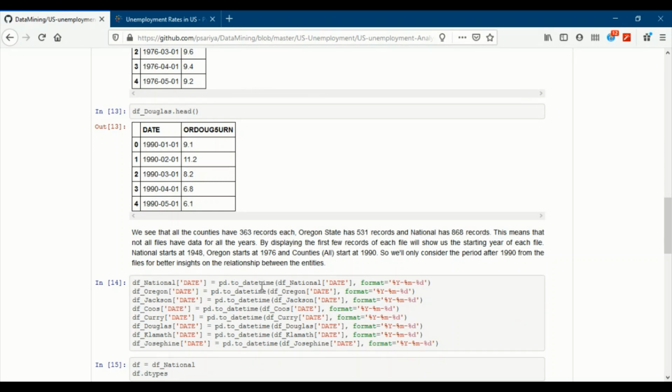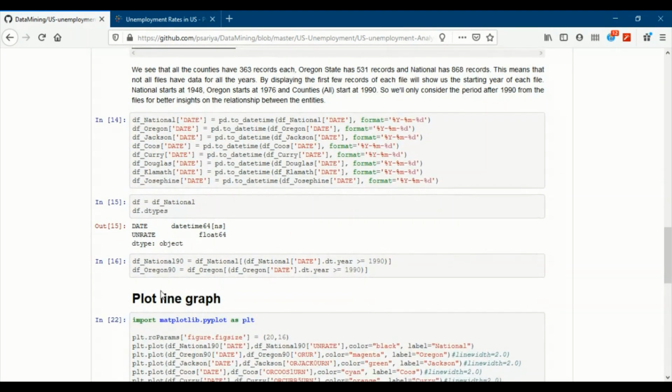So we will first be formatting the date field here, for which we have used a to date time function, where we give the format as year, month and date. So for the 1991 one, it will recognize that this field is a date field, and this is the year, this is the month, and this is the date part of the entire date.